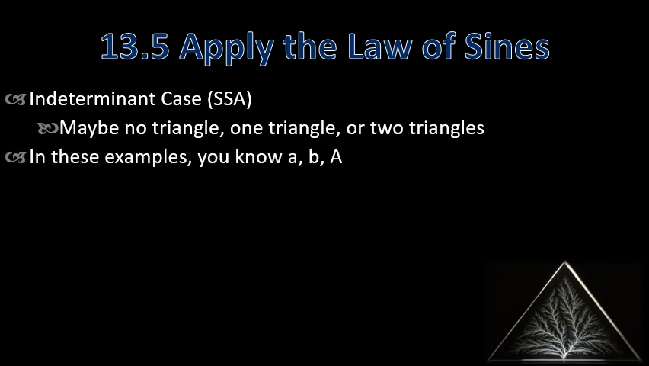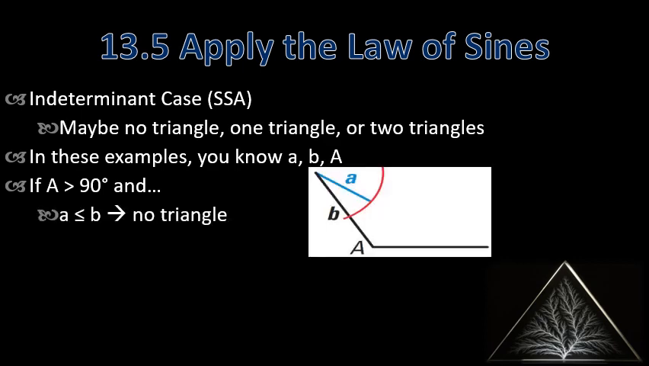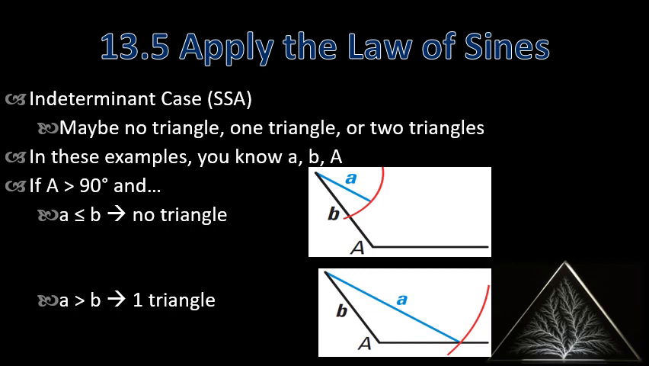In these examples, we're going to say we know side A, side B, and angle A. If angle A is greater than 90 and side A is less than or equal to side B, you can see side A is not long enough to make a triangle, so there's no triangle. Or, if side A is larger than side B, you get one triangle. And you just solve it like we solved the last triangle in part 1.